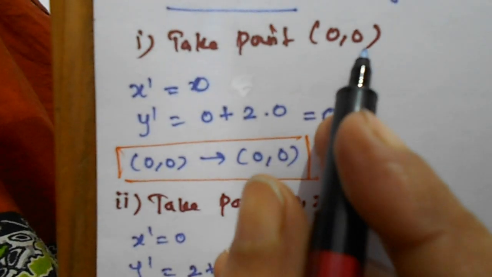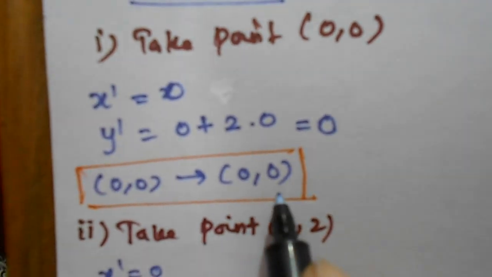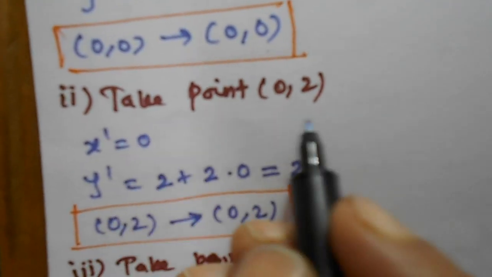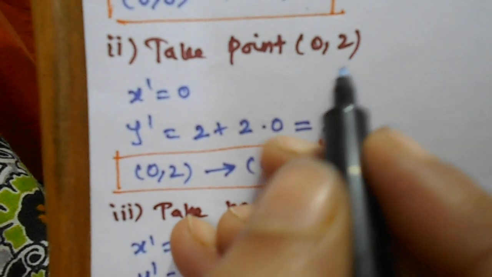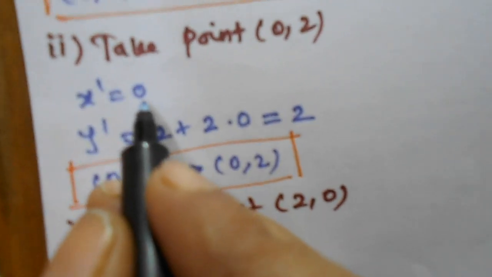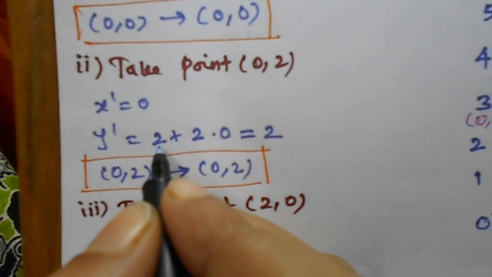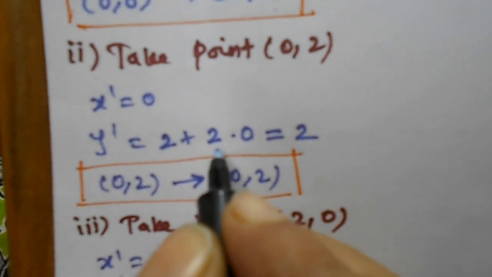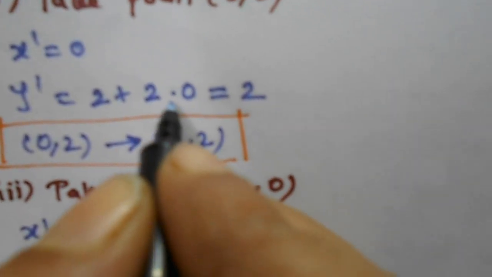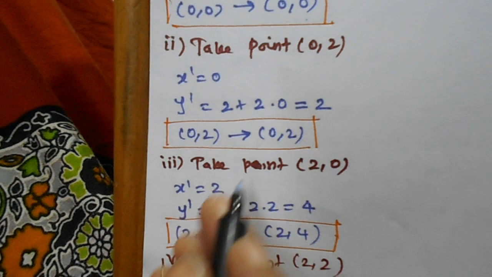Let's take the first point, 0 comma 0. Here x is 0, y is also 0. When we apply these values in the given equation, we obtain the result 0 comma 0. Let's move on to the next point, 0 comma 2. Here x is 0, y is 2. So x dash is equal to x, that is 0. Then y dash is equal to y, which is 2, plus shy, the shearing parameter 2, into 0, the value is 0. So y dash is equal to 2. Here 0 comma 2 stays as 0 comma 2.